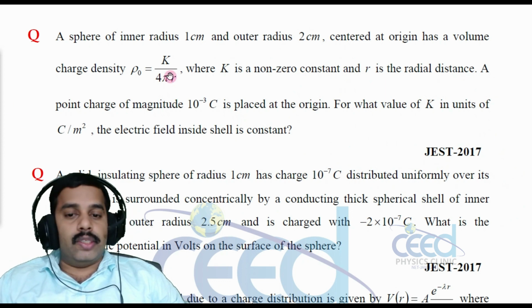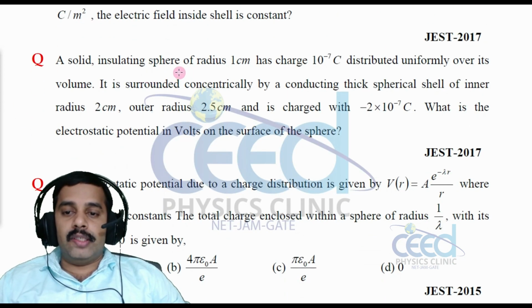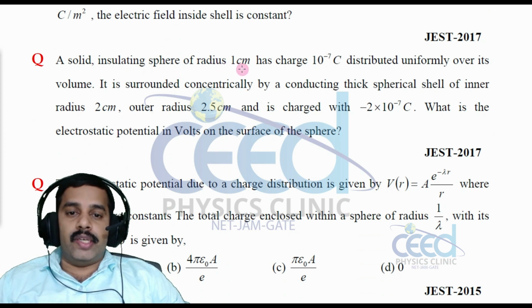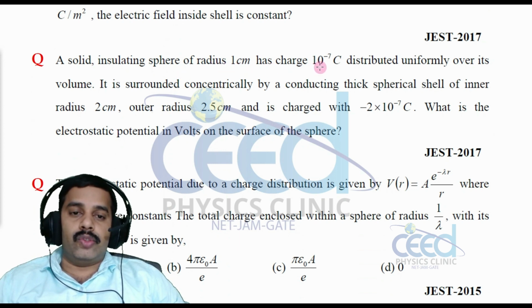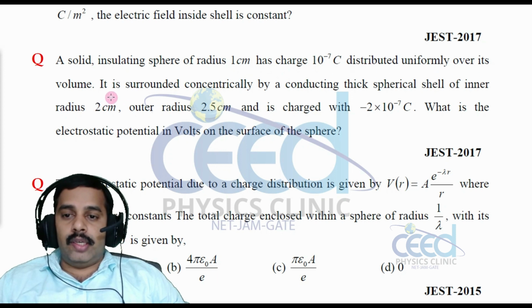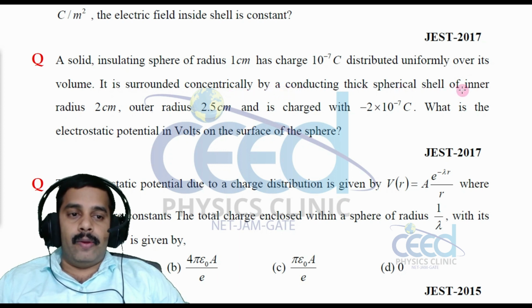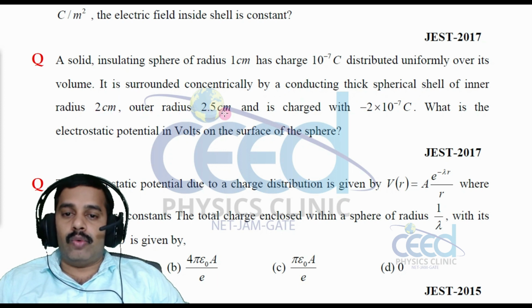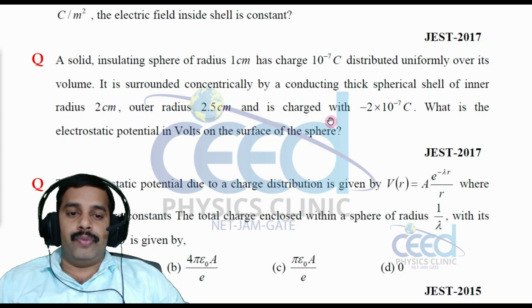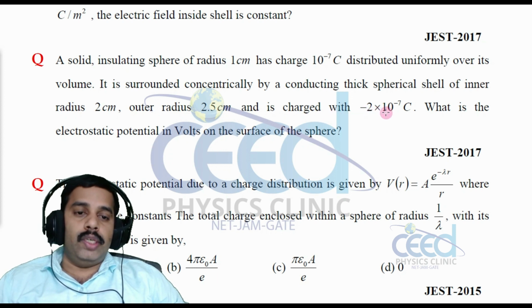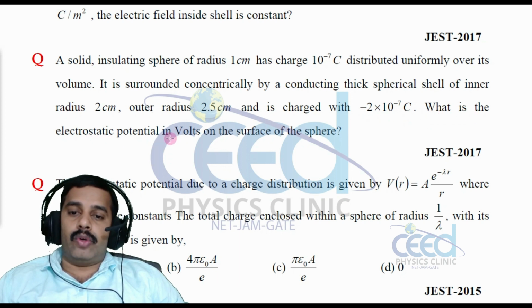Now we have another question here. A solid insulating sphere of radius 1 centimeter has a charge 10 raised to minus 7 coulomb distributed uniformly over its volume. It is surrounded concentrically by a conducting thick spherical shell of inner radius 2 centimeter and outer radius 2.5 centimeter, charged with minus 2 into 10 raised to minus 7 coulomb. What is the electrostatic potential in volts on the surface of the sphere?